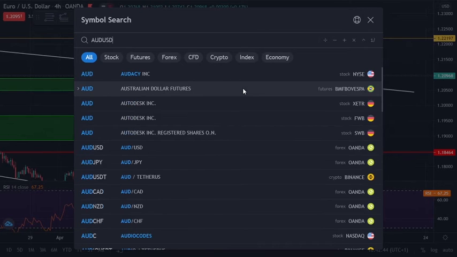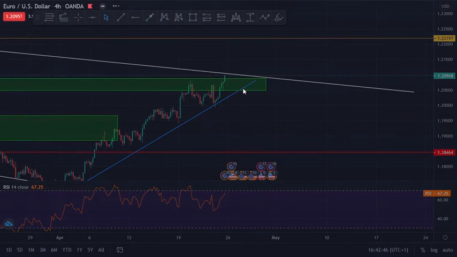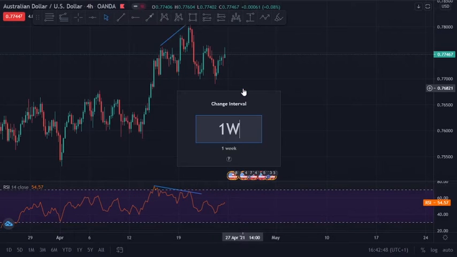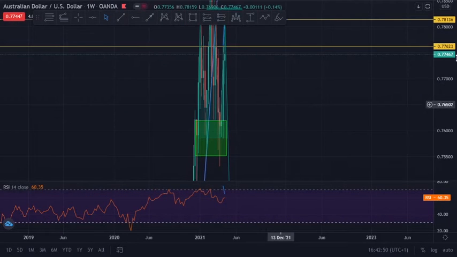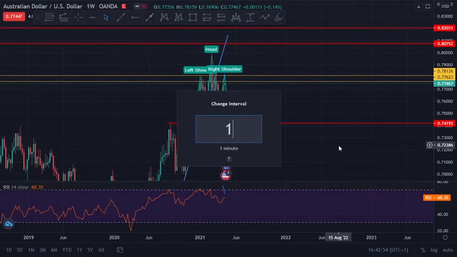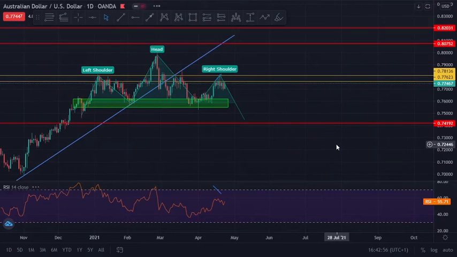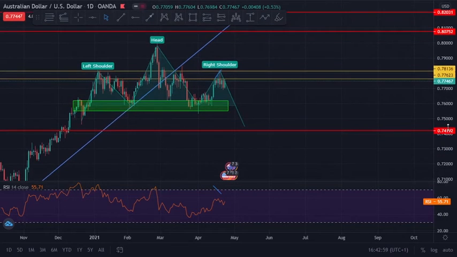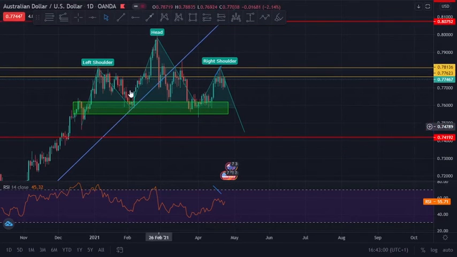Now the last but not the least is the AUD/USD. Let me go to the weekly time frame and see what is going on. Okay, let me go to the daily time frame since weekly is done. Now on the daily time frame, I said I'm seeing more like a head and shoulders pattern forming. So I'm expecting price to actually come down to this point.